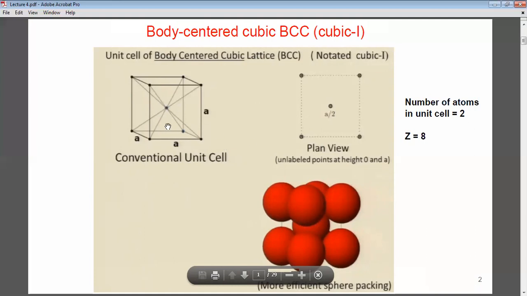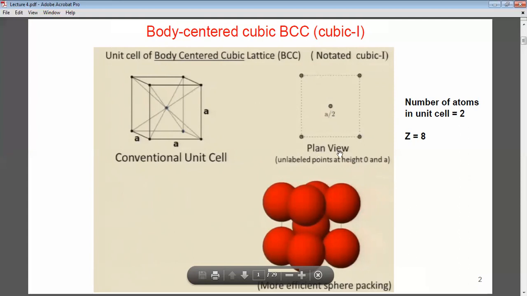We can look at the thing from above, as we agreed, in this plan view, and then we can see these 4 points over here. They are at height A. There are also these points over here hidden behind these points over here. They are at height 0. And we see this point over here in the middle, and it's at height A over 2.